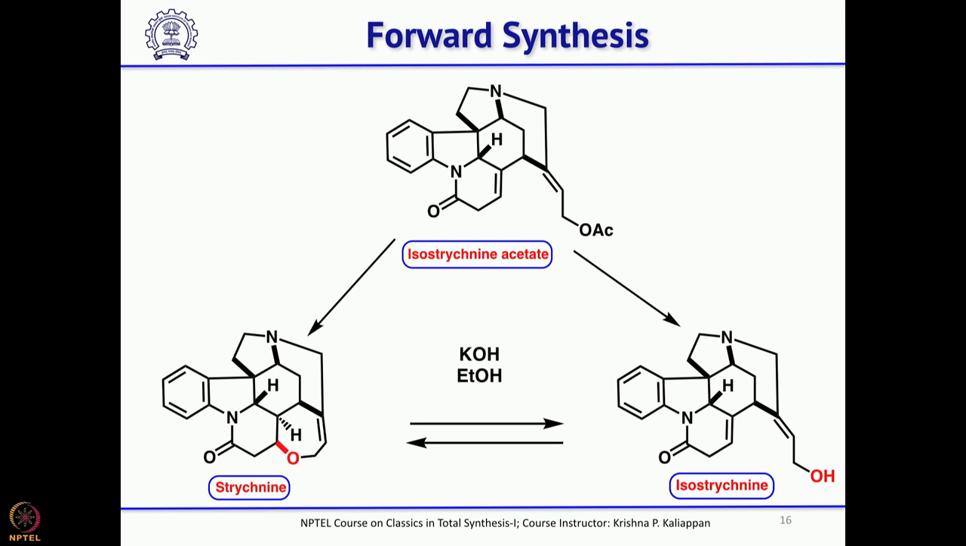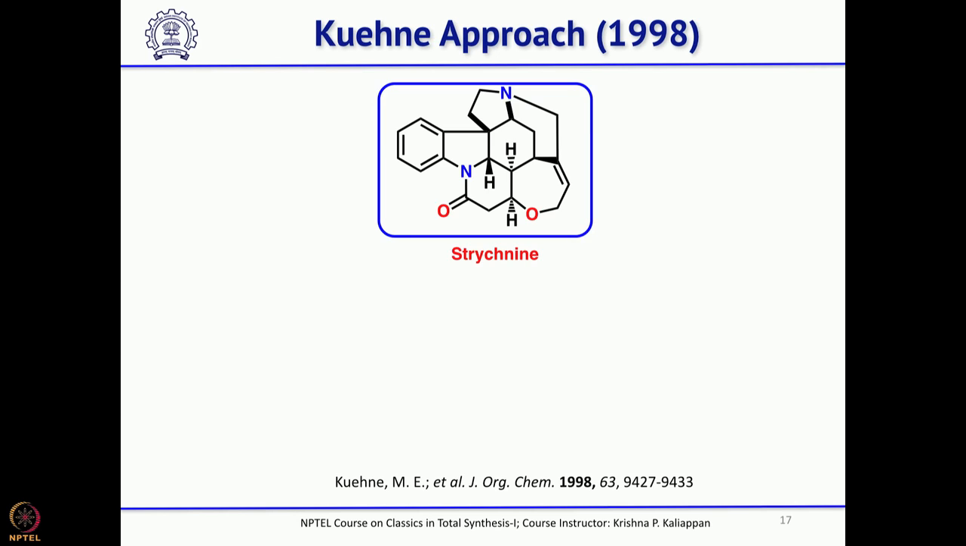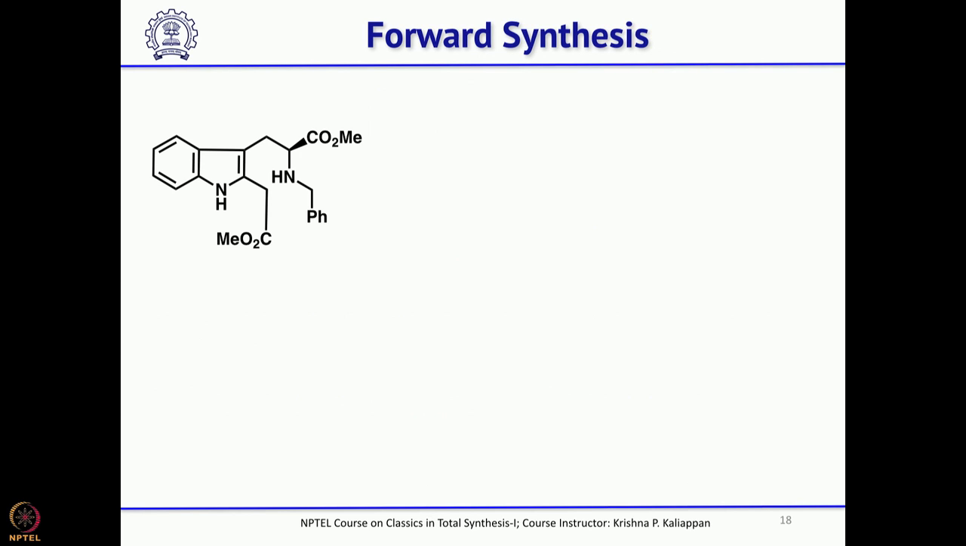But if you look at these two approaches reported by Kuehne, both are racemic syntheses. He also tried and reported an asymmetric synthesis, and in this asymmetric synthesis, he started with a chiral tryptophan derivative, and he also took about 14 steps, the same number of steps which he took for the synthesis of racemic strychnine. So now the difference between the earlier one and now is this chiral center. Everything else is the same except this additional chiral center.